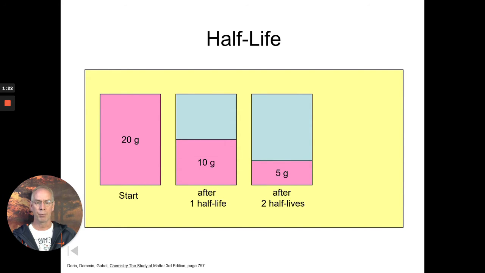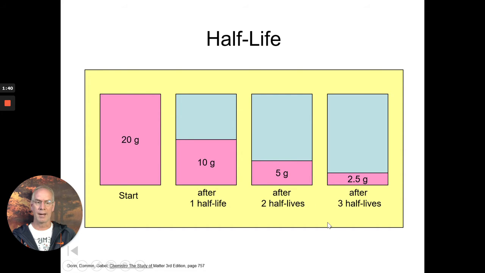Also important, and I haven't mentioned it, notice that the total mass is going to remain at 20 grams. So you'll get 10 grams of pink stuff and 10 grams of blue stuff. And then after two half-lives, you'll have 5 grams of pink and 15 of blue. And if we wait a third half-life, it will drop down to 2.5 grams of pink and 17.5 of blue, and so on. Generally, after 7 to 8 half-lives, we say that all of the original material is gone. There's always a little bit left, but not enough to worry about or measure.